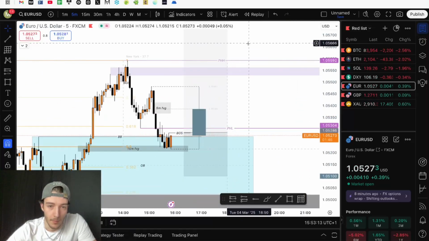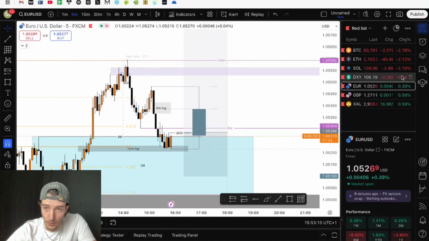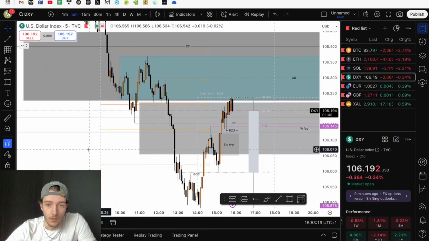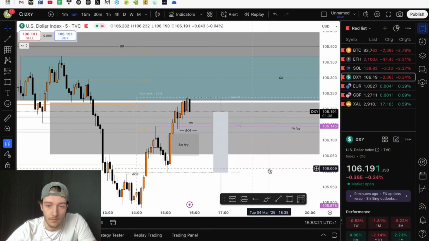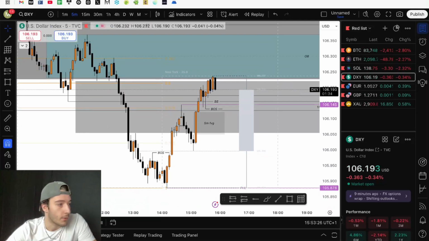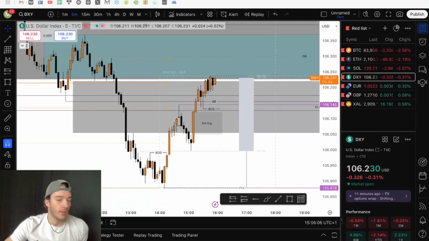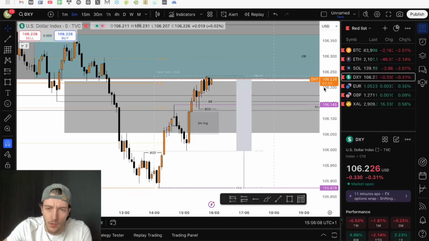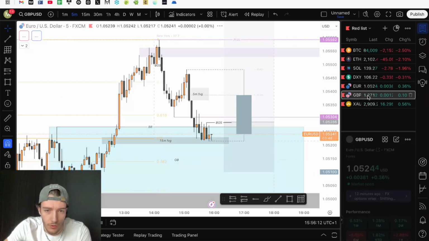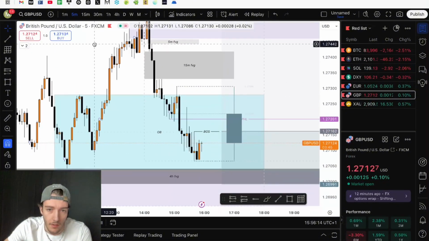Alright, looks like we are about to break structure on the euro. Dollar is chopping around. Wait, I'll be back. Okay, I'm back. Dollar is trying to move a bit more high. Euro hasn't broken structure to the upside yet. GU neither.